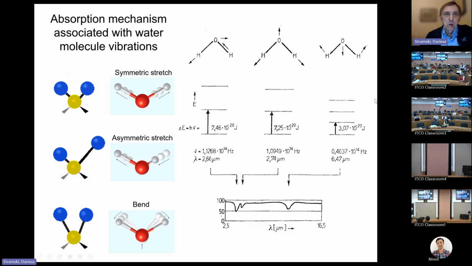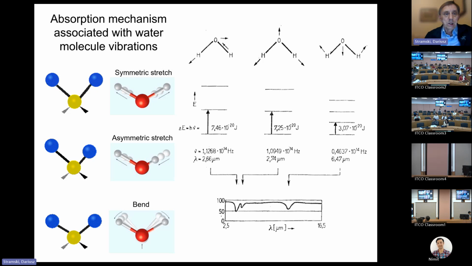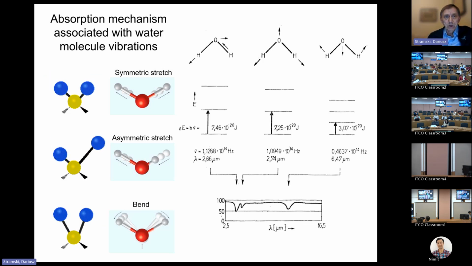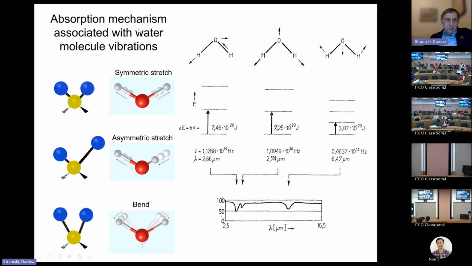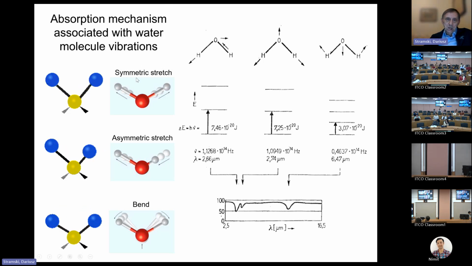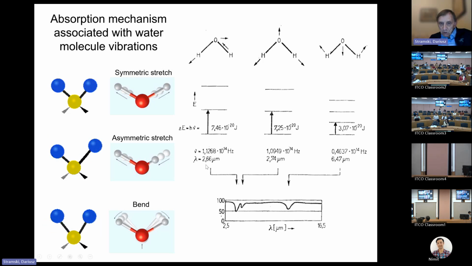Let's talk a little bit about the most abundant molecule in the ocean, the water molecule. This graph shows the absorption mechanism associated with water molecule vibrations. You can see that the water molecule, which consists of an oxygen atom and 2 hydrogen atoms, has 3 basic modes of vibrations: symmetric stretch vibrations, asymmetric stretch vibrations, and bending. These 3 modes of vibrations are associated with absorption of radiation at different wavelengths, which are shown here.